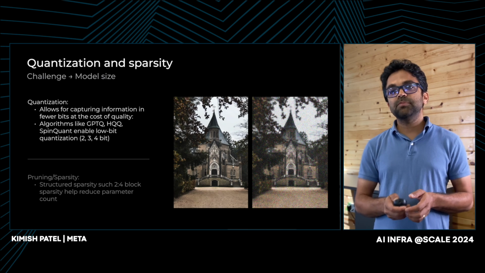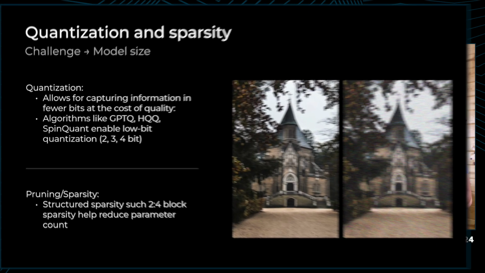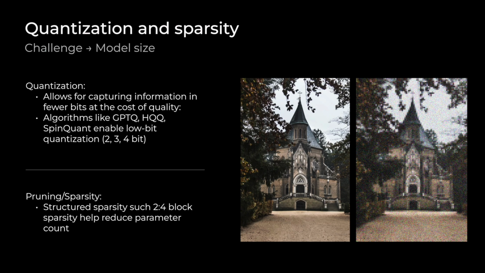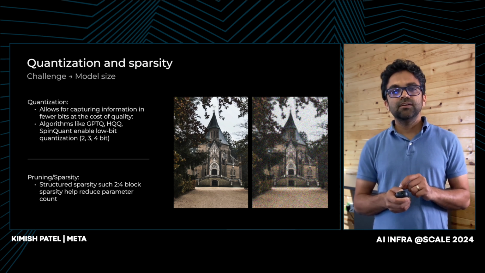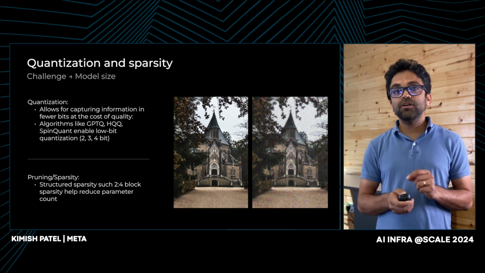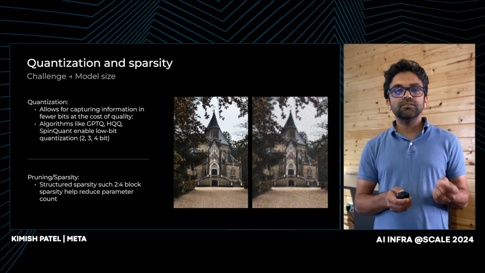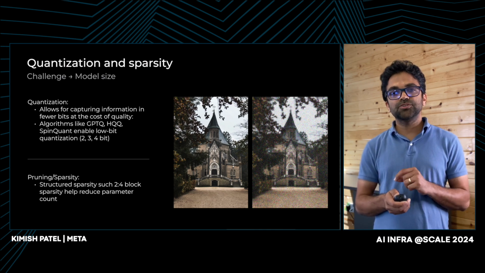Techniques such as quantization and sparsity help reduce model size. Quantization enables us to compress information into fewer bits by leveraging redundancy. However, many of the large models are dense in information despite being large in size. This has resulted in more innovation in the field of quantization, where new algorithms like HQQ, GPTQ, and SpinQuant have enabled low-bit quantization. Pruning and sparsity is another technique that relies on neuron density, meaning leveraging those parameters that are more important than the others and pruning the other ones with relatively less information.